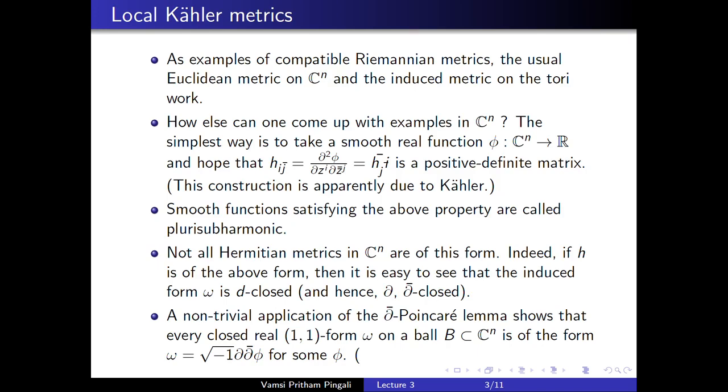Okay. So this gives a converse of the previous thing, meaning if h_{i\bar{j}} is a Hermitian metric on a ball in C^n whose associated 1-1 form ω is closed, then h_{i\bar{j}} must arise due to this construction of Kähler. That is, there is a function φ so that h_{i\bar{j}} is ∂²φ/∂z_i∂z̄_j. Okay. By the way, this lemma is given a name. It's called the ∂∂̄-lemma. Okay. All right.